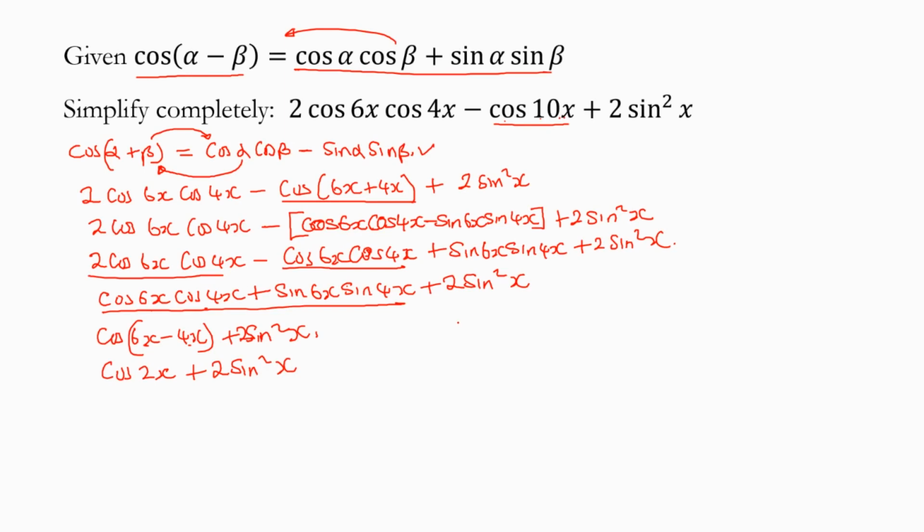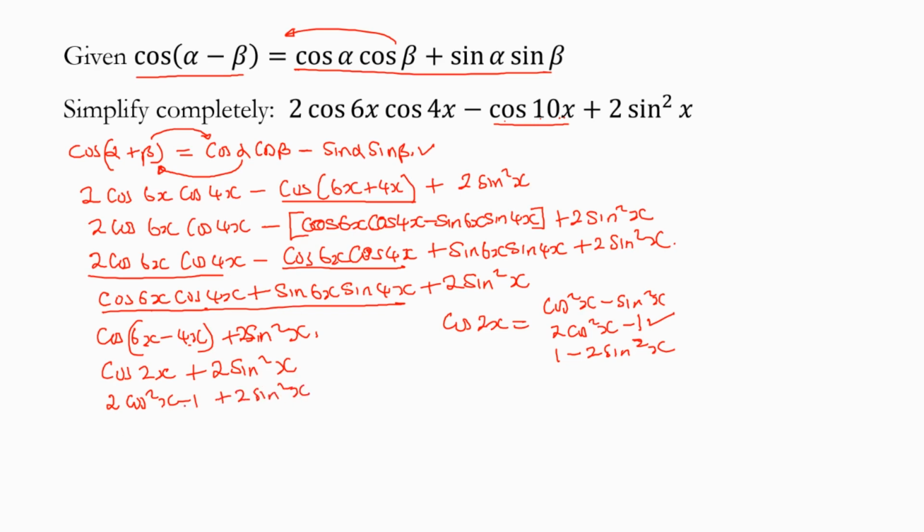Then we know the identity for cos 2x. Cos 2x is equal to cos squared x minus sine squared x, or 2 cos squared x minus 1, or 1 minus 2 sine squared x. So let's use which one? Let me pick this one. It's going to be 2 cos squared x minus 1 plus 2 sine squared x.